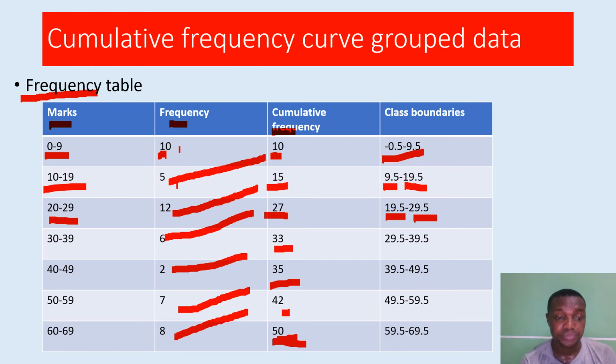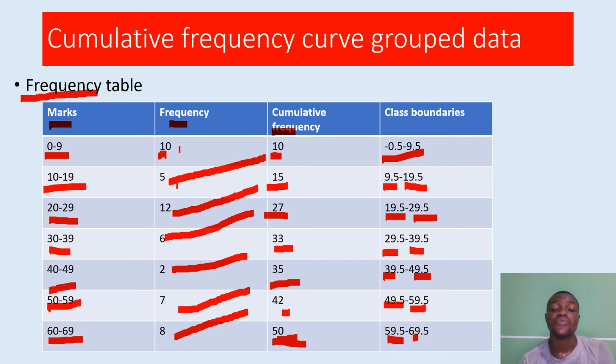So 30 to 39, we get 29.5 to 39.5. 40 to 49, we get 39.5 to 49.5. Then 50 to 59, we get 49.5 to 59.5. Then 60 to 69, we get 59.5 to 69.5. So we are set to draw our cumulative frequency curve.